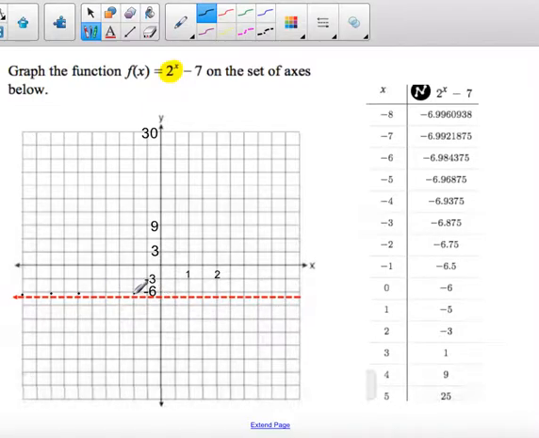We're getting up to -6.5, so I'm going to try to move just a tiny bit further up. And then as we get to 0, we finally hit that -6. So I'm at 0, -6, then I'm at 1, -5, 2, -3, and now I'm back on the line. Oops. So we got a point there. And then we go 3, 1, 4, 9, 5, and we're all the way up at 25.